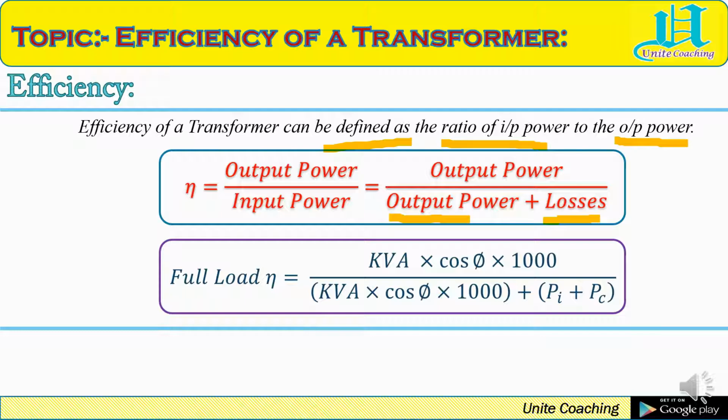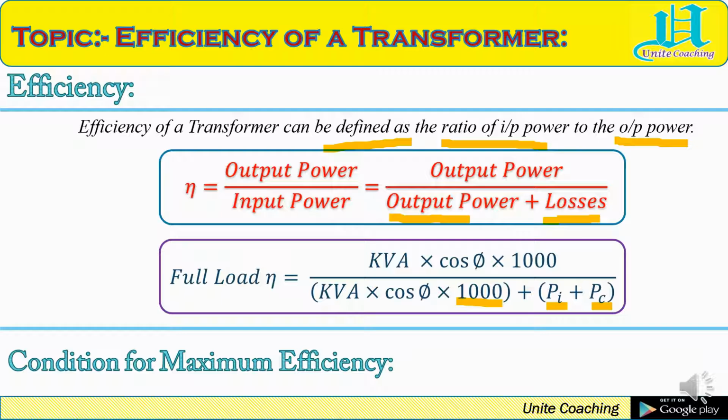The full load efficiency of a transformer is given by kVA rating of the transformer multiplied by cos phi multiplied by 1000, divided by kVA into power factor into 1000 plus Pi plus Pc. Pi stands for the iron loss and Pc for the copper loss.